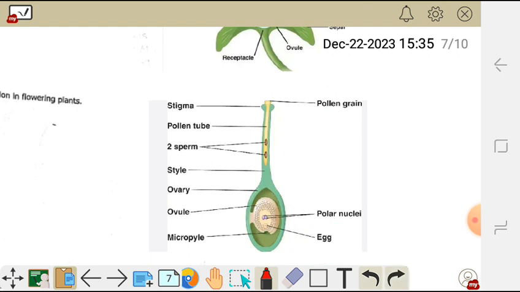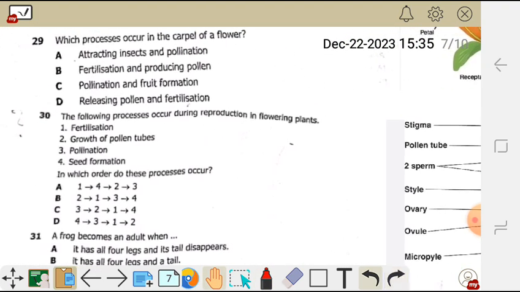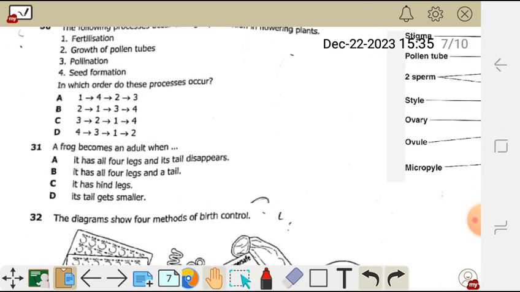So what happens first is pollination, then formation of the pollen tube, then fertilization inside. So the order is pollination, followed by growth of the pollen tube, and then fertilization, then seed formation. So we have 3, 2, 1, and 4. The correct answer is C. We move on to 31.